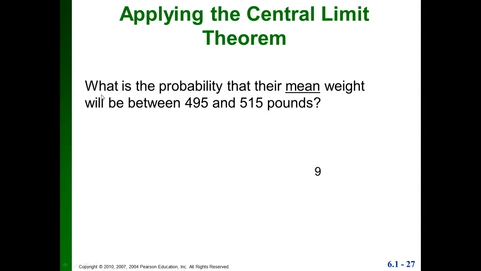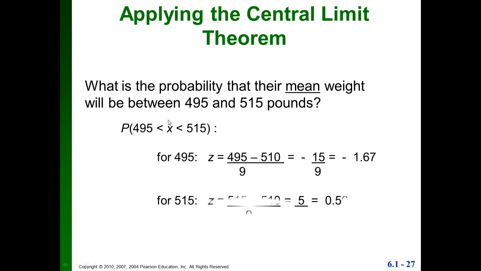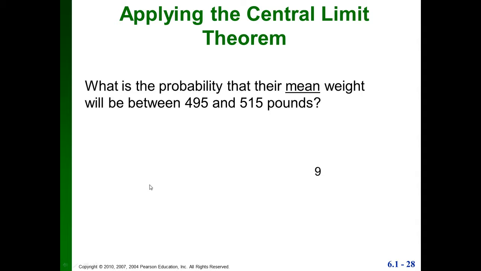What about this one? What is the probability that their mean weight will be between 495 and 515 pounds? Our first step is to write down all of our information. Then we convert these two numbers into z-scores by using the formula. Once we convert them into z-scores, we find this probability by using the tables, and we get our answer. So what should the probability be between them? Well, it's this.